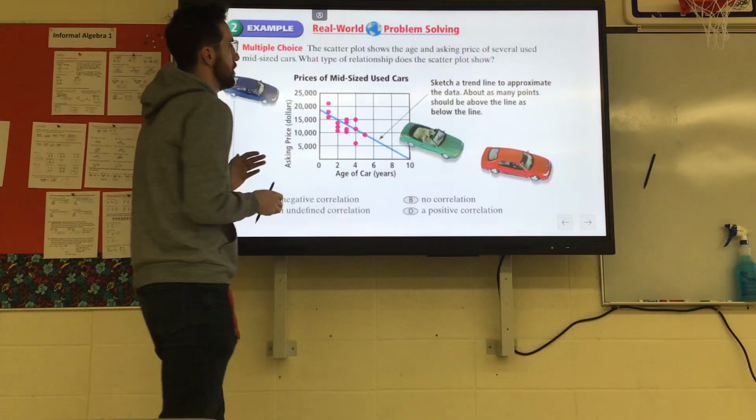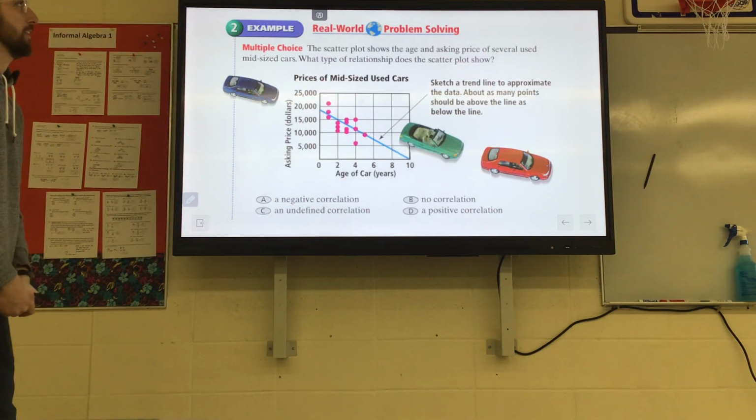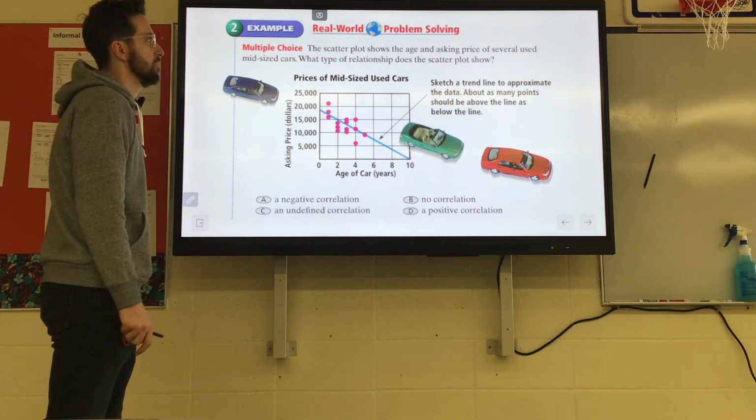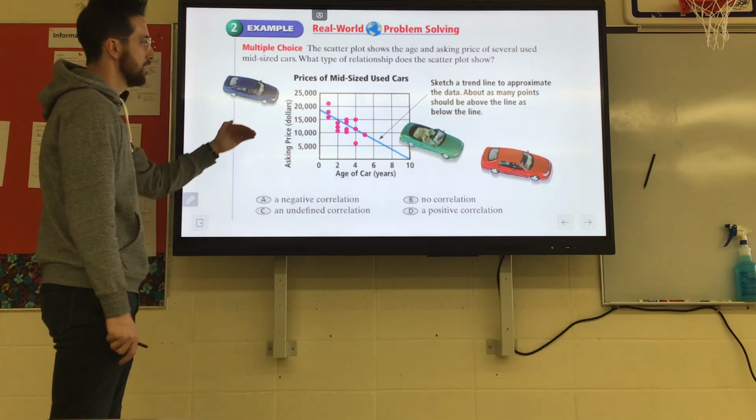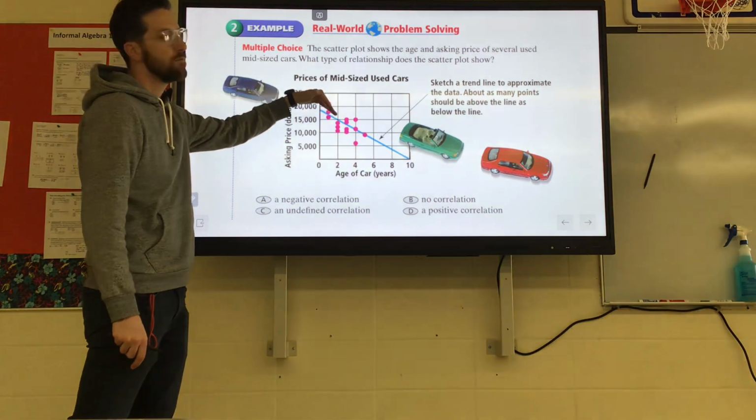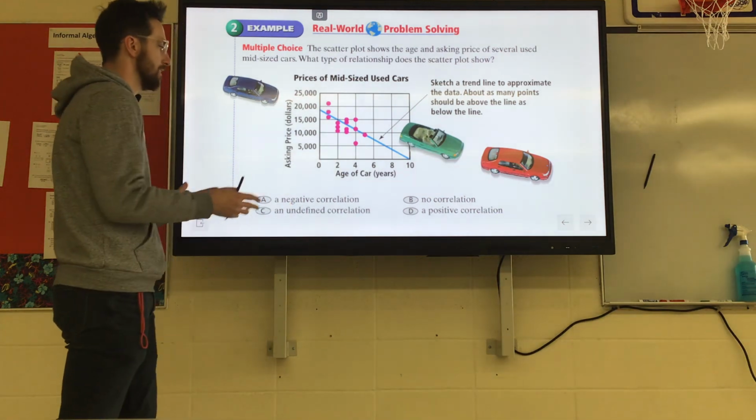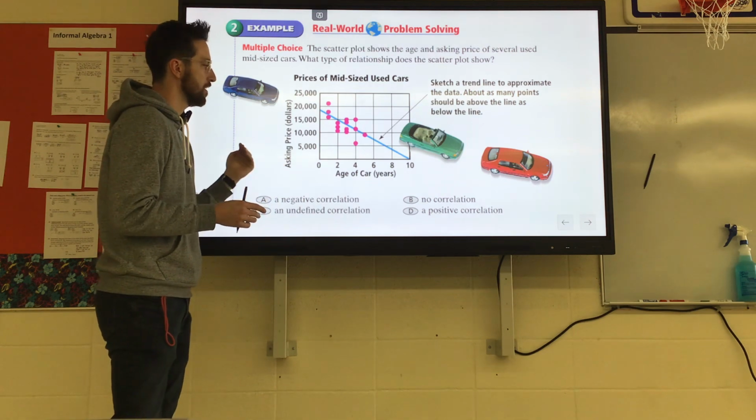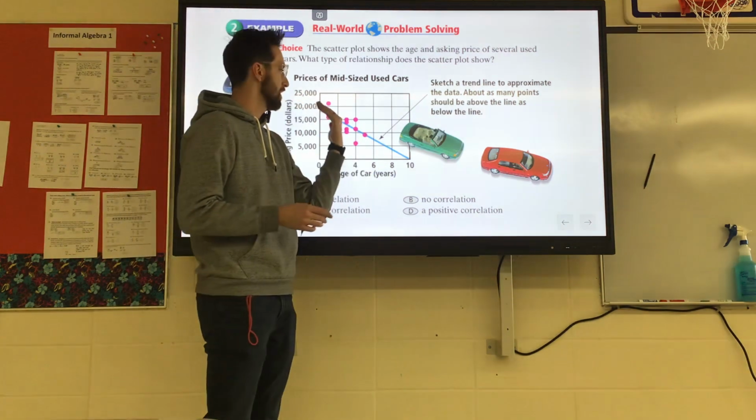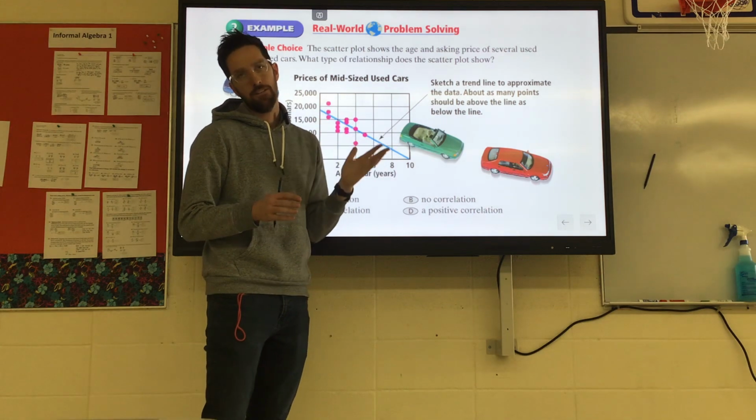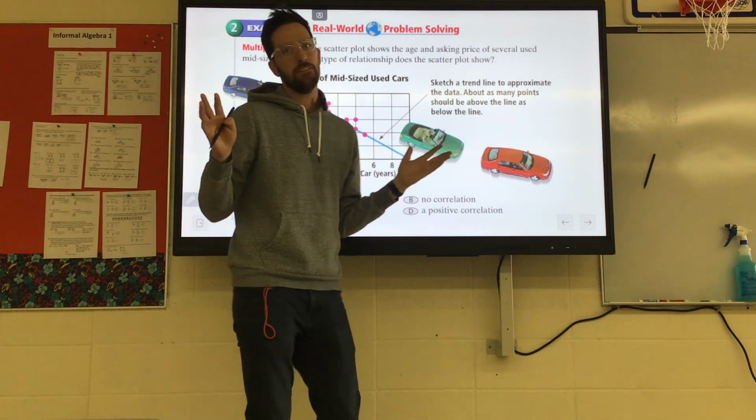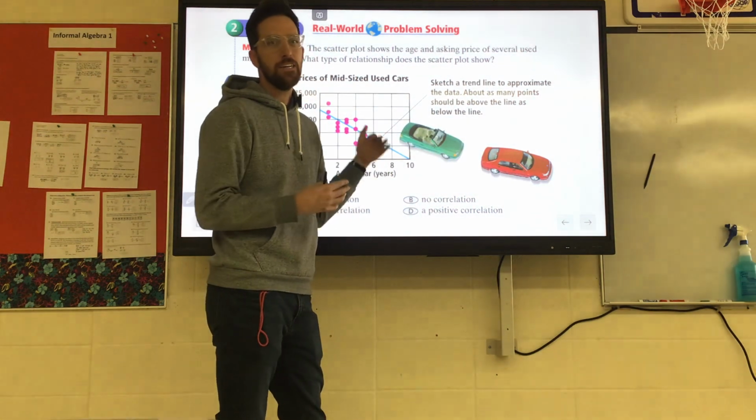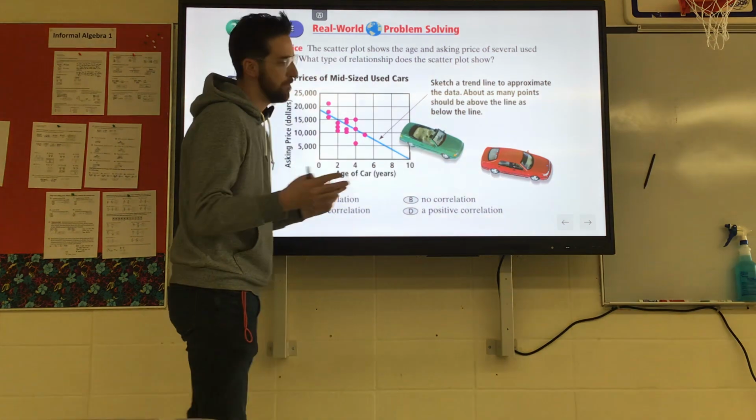So let's look at one that's already done. The scatter plot shows the age and asking price of several used mid-sized cars. What type of relationship does the scatter plot show? If you look, they're all sloping downward and to the right, which shows a negative correlation. So I would go with A on this. That makes sense. Usually, the older the car you're purchasing, the cheaper it gets. Obviously, we're not talking about classic cars from the 1950s, right? Those go way back up. But your used cars from the last 5 to 10 years, each year it gets a little less expensive in theory.